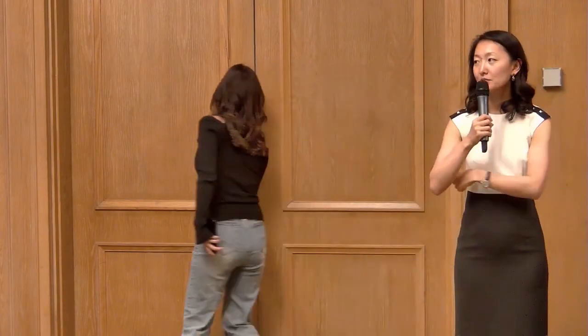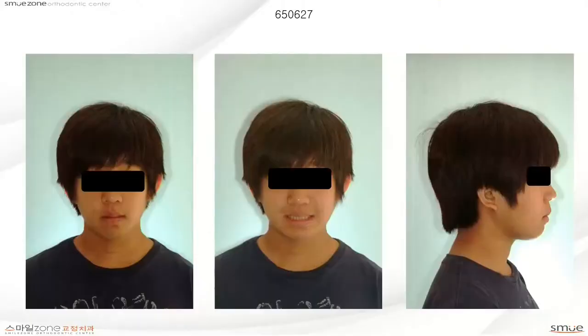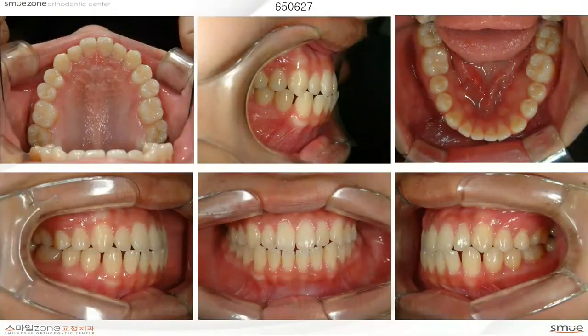Well, another case where I'm emphasizing the importance of the gingiva showing. This young boy didn't show any upper anteriors at all when he smiled.